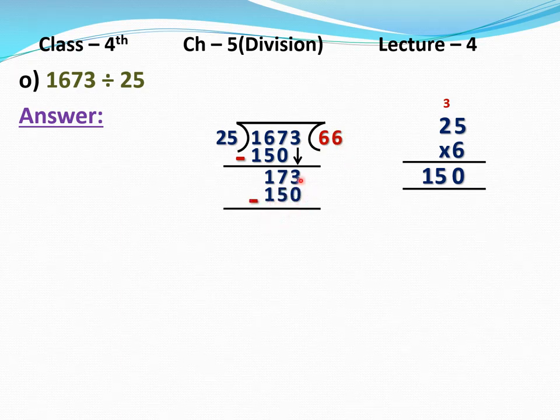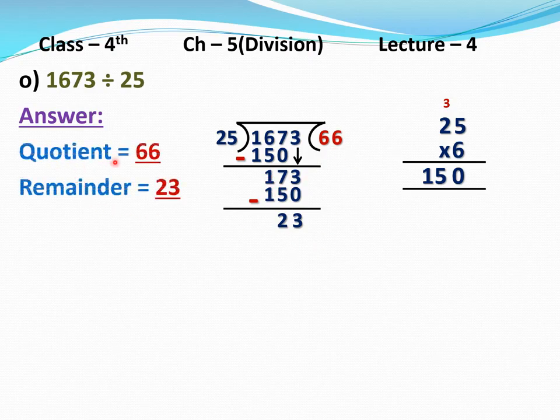Now we will do subtraction. 3 minus 0, 3, write 3 here. 7 minus 5, 2, write 2 here. And 1 minus 1, 0. Clear? Hence the quotient is 66 and the remainder is 23. Write down quotient equal to 66 and remainder equal to 23. Clear?